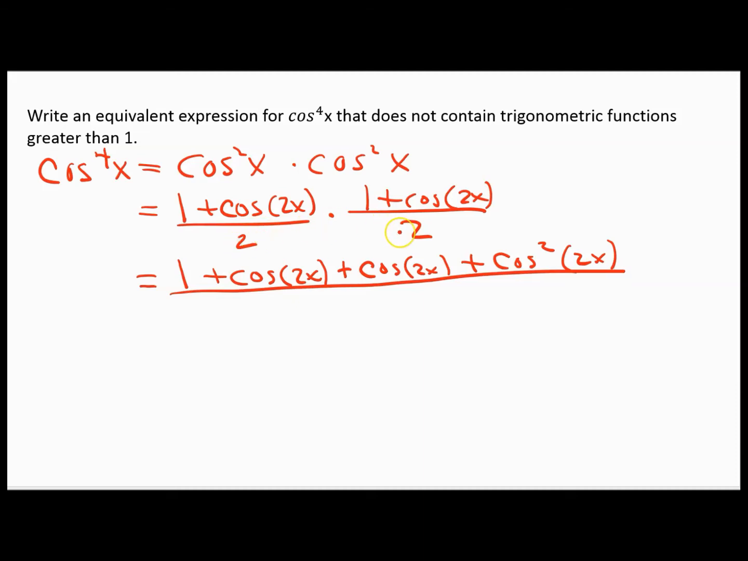And don't forget to multiply the denominator. 2 times 2 is 4. If I simplify that, it's going to give me 1 plus the cosine, well, actually 1 plus 2 cosine.